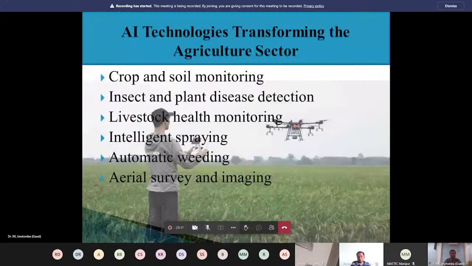And now we come to one of the important technologies of this era, the AI technologies, artificial intelligence. Now we are talking about artificial intelligence. So artificial intelligence can be used in crop and soil monitoring systems. How can this be used in crops?